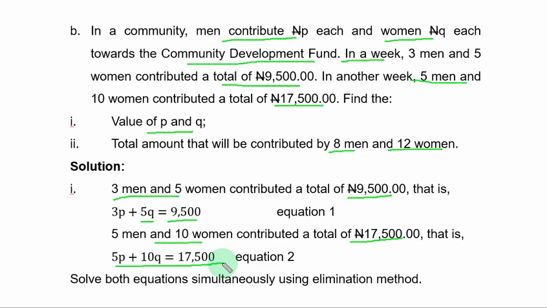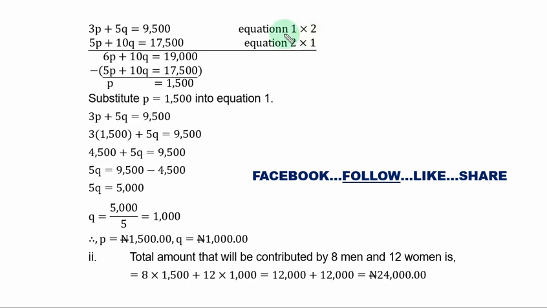To get P and Q, you need to solve both equations simultaneously using the elimination method. So you have both equations. I want to eliminate variable Q in order to get P. To do that, Q must have the same coefficients in both equations. Currently, you have 5 and 10 as the coefficients of Q. Now, the LCM of 5 and 10 is 10. So, this 10 remains. To make 5 to be 10, you multiply equation 1 by 2 and equation 2 by 1 so that 10 remains.